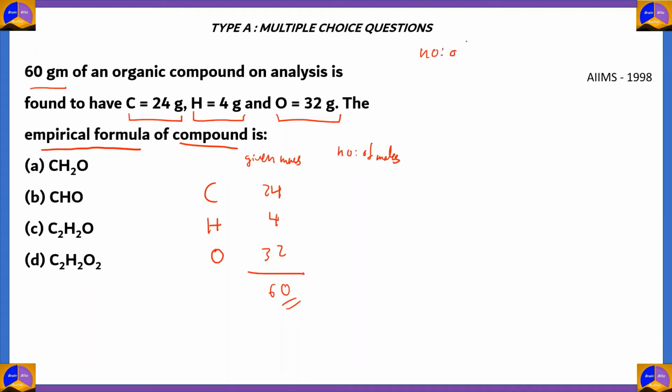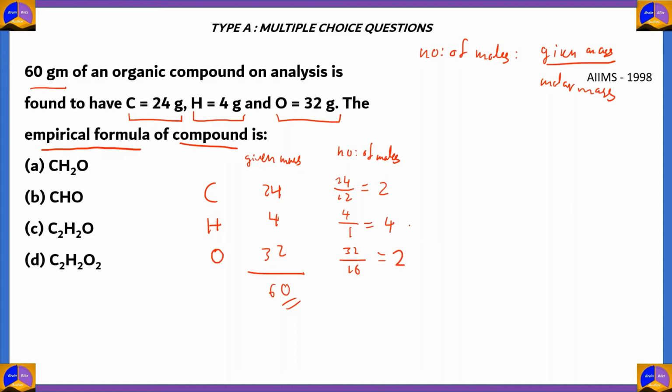And number of moles, when you have the given mass, will be given mass divided by molar mass. So given mass is 24, molar mass of carbon is 12, which will be equal to 2. So there are 2 moles. 4 divided by molar mass of hydrogen, which is 1, so that is 4. And 32 divided by molar mass of oxygen, which is 16, will be equal to 2. So we have 2 moles of carbon, 4 moles of hydrogen, and 2 moles of oxygen.